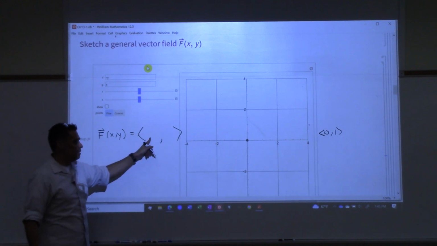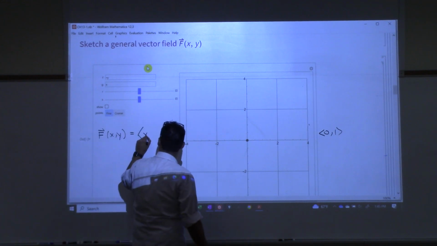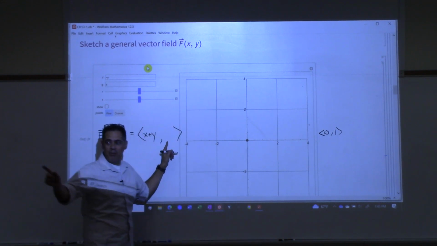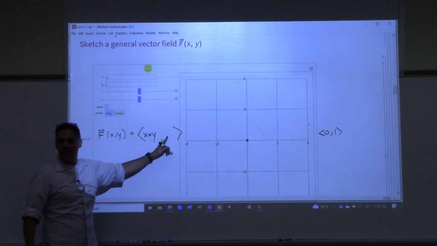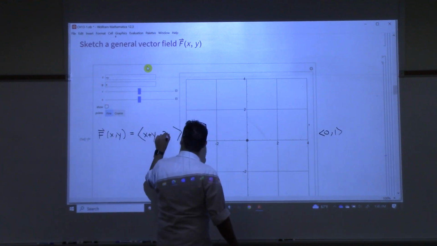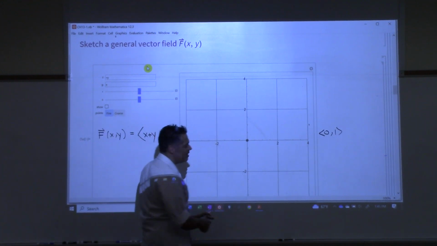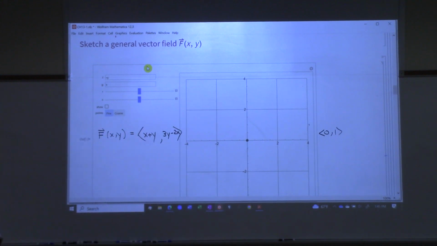So who wants to give me the first? What do you want here? X plus y, y plus x. X plus y. Well, you're doing one of them. Who wants the second one? 3y minus 2x. 3y minus 2x. Y'all are staying linear, okay? Do you want to change it? Yeah. What do you want? Make it tangent numbers. Yeah, I was going to say. Oh, arctan or something? Do it like a sine wave.